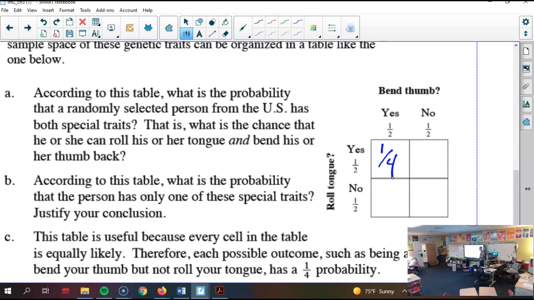Now what about "or"? I want people that can bend their thumb back, like me. I can't roll my tongue, but I can bend my thumb backwards. Some of you could potentially roll your tongue, so you'd be in the "or" category too. How would I calculate "or"? Each of these is a quarter box, each a half and a half. If either of them has yes, that would be 3/4.